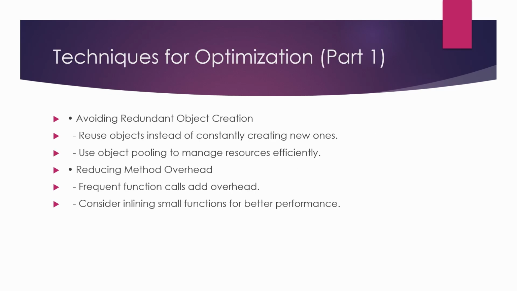One optimization technique is avoiding redundant object creation. Instead of creating new objects repeatedly, reuse them wherever possible. Another method is reducing method overhead. Frequent function calls can slow down your program, so consider inlining small functions to minimize this overhead.